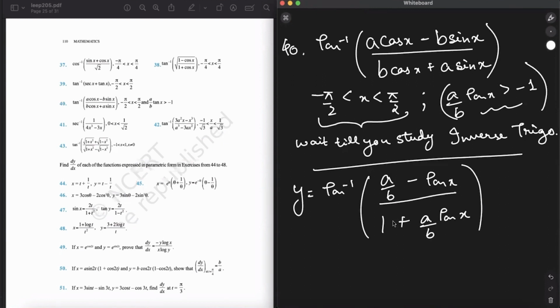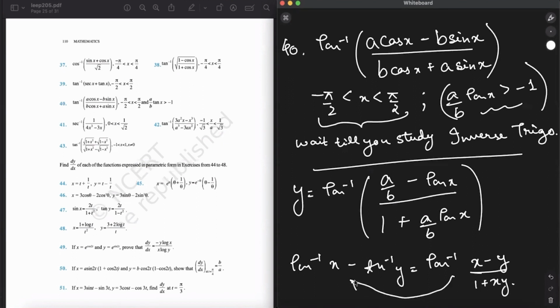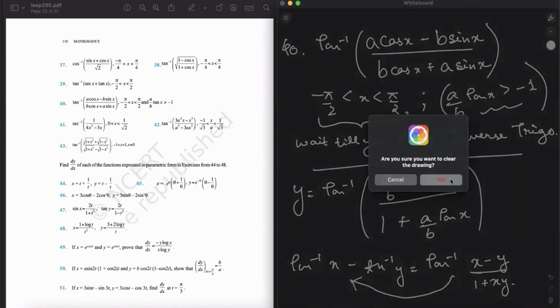So now what can I do? Recall this formula. Tan inverse x minus tan inverse y can be written as tan inverse of (x minus y) over (1 plus xy). Do you remember this? Now I'll just go backwards from here to here. It is in the tan inverse (x minus y) over (1 plus xy) form. I'll just write it like this now.